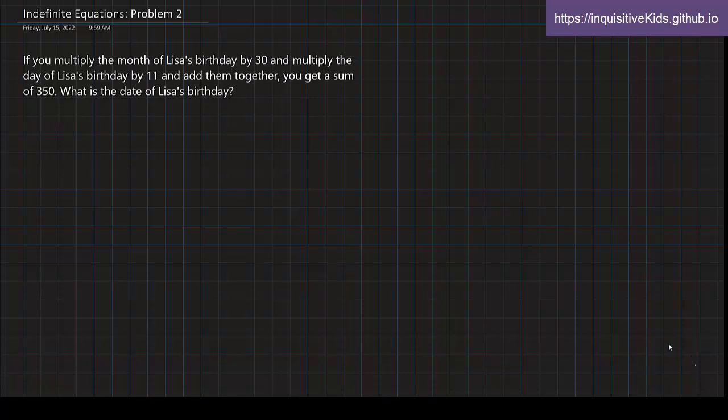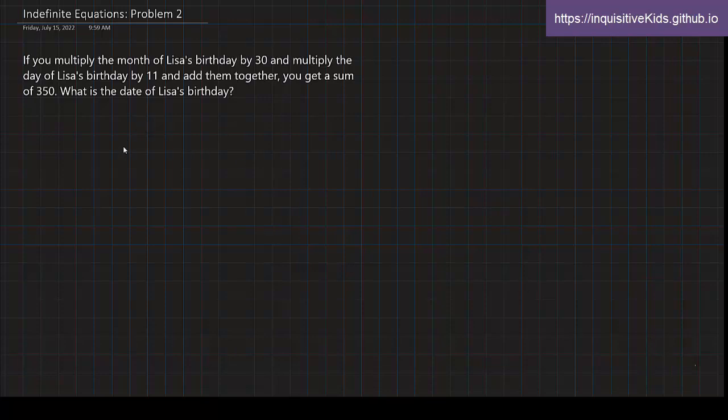After the last three practices, let's start with some word problems. If you multiply the month of Lisa's birthday by 30 and multiply the day of Lisa's birthday by 11 and add them together, you get a sum of 350. What is the date of Lisa's birthday?